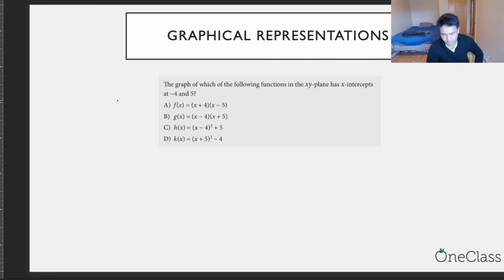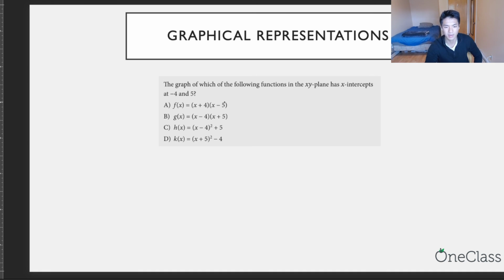And so we can take a look at ways in which you might be tested in actual questions. So: the graph of which of the following functions in the xy plane has x-intercepts at -4 and 5? This is really just testing, do you know the relationship between x-intercepts and zeros? If you do, then you know that any x-intercept is a solution to the equation. An x-intercept means that y is equal to 0, and that's what we define as a solution.